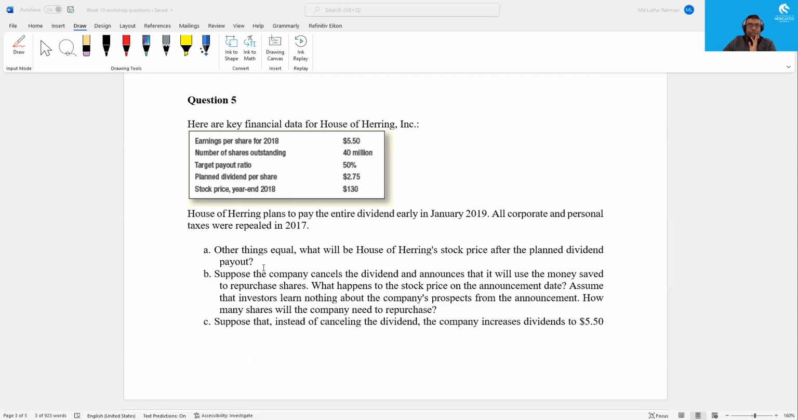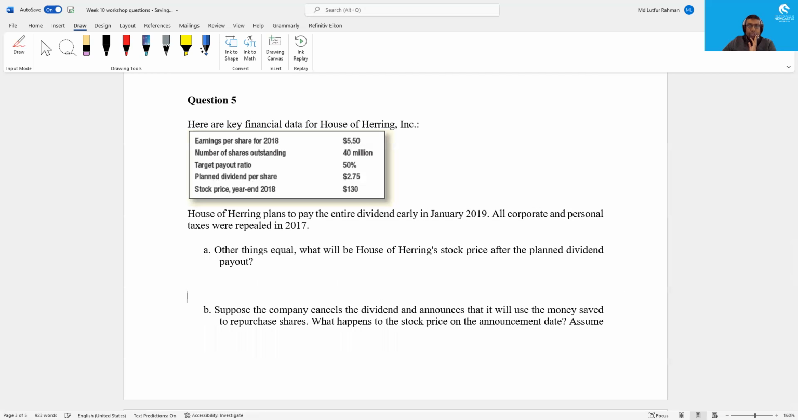Okay, so this is very straightforward. We know that the stock price will decline after the dividend payout. So 130 is the stock price, and the dividend is 2.75. So the stock price will decline by this, and the share price will be 27.25. So that's a very simple question.